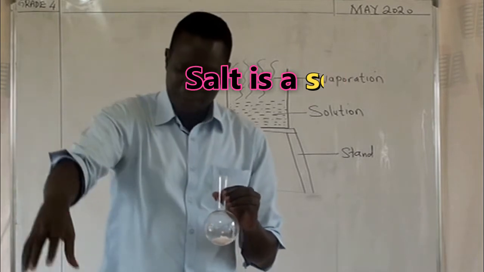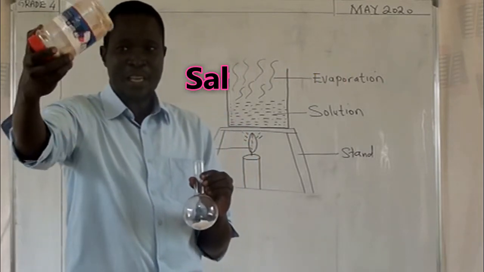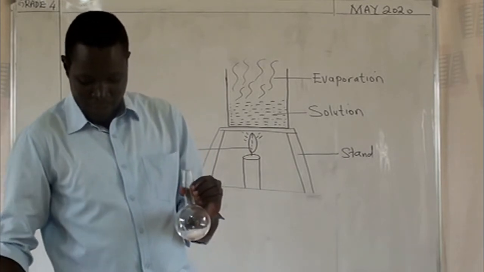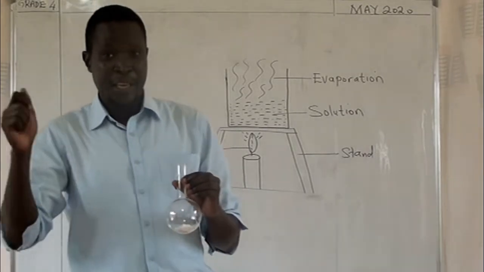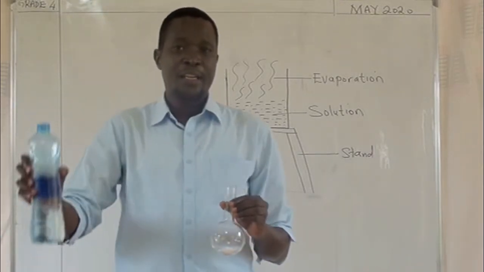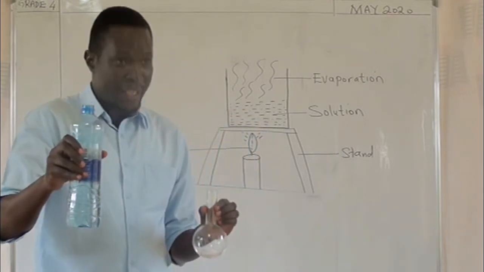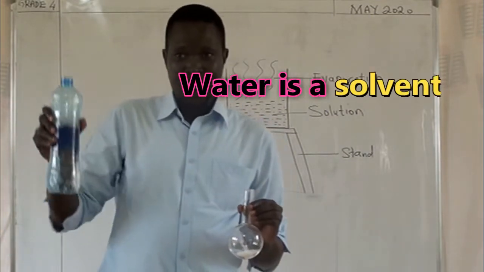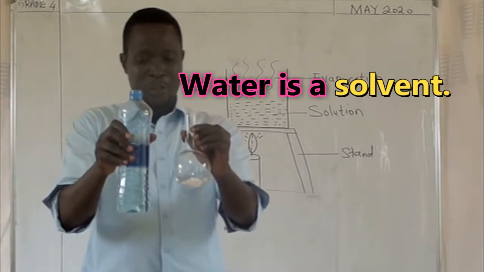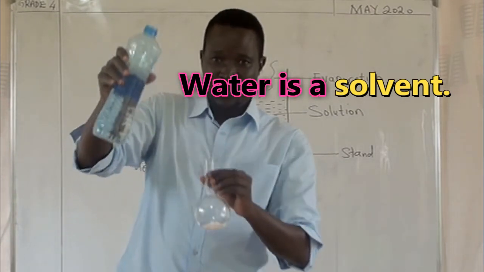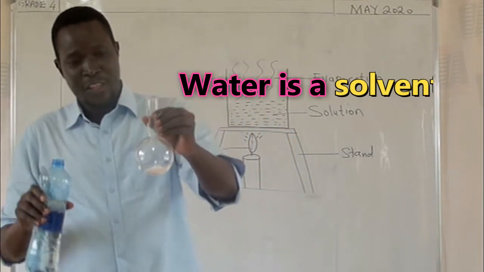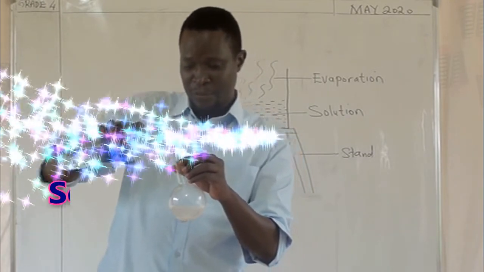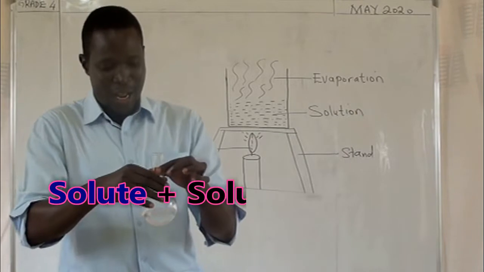We also have sugar, a substance that can dissolve in water. So, sugar is a solid. Water is a pure substance that a solute can dissolve in. So, water is a solvent. So, we have a solvent and we have the solute. If we mix the two, solvent water and solute salt, we get what is known as a solution.